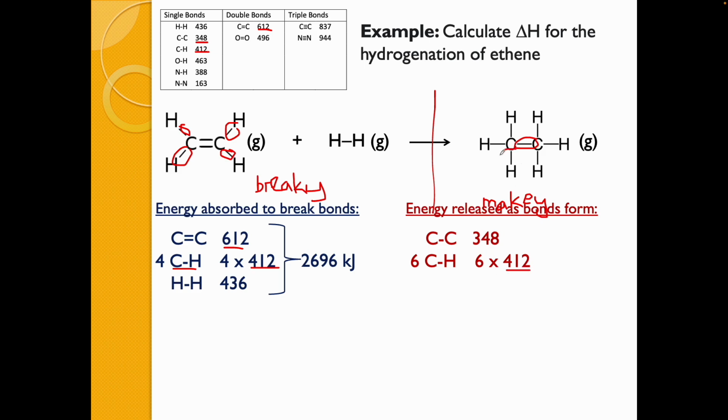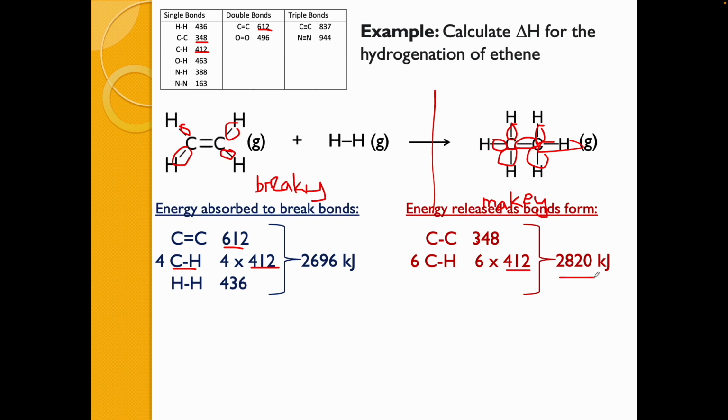Now, notice that there are 6 of them now. 1, 2, 3, 4, 5, 6. So you will have to count them, all right? Make sure you count accurately because your answer depends on it. So whenever we add those numbers together, add 348 plus 6 times 412, we will get 2,820.